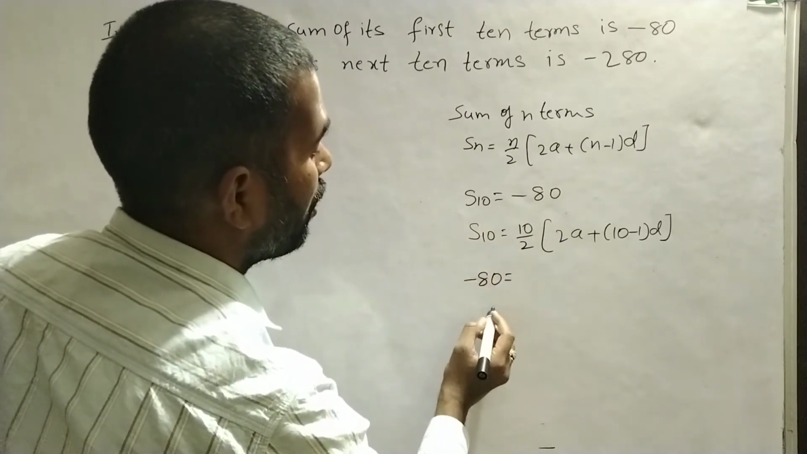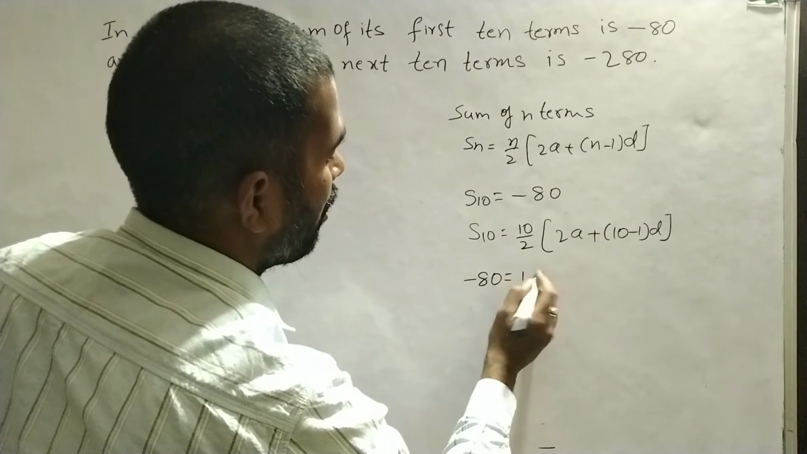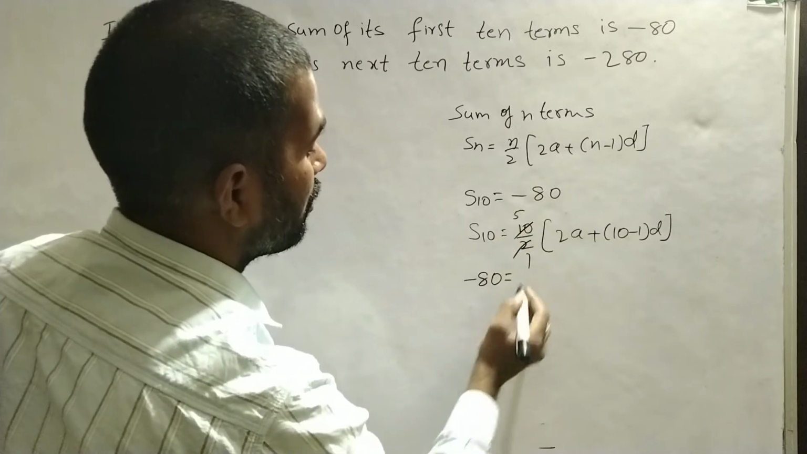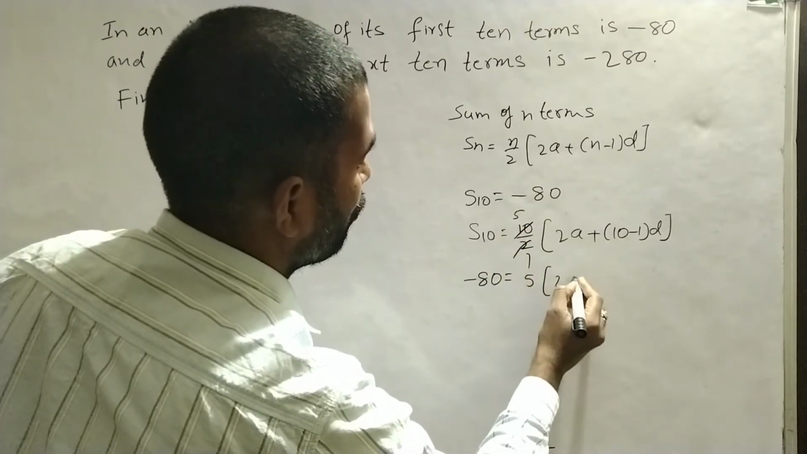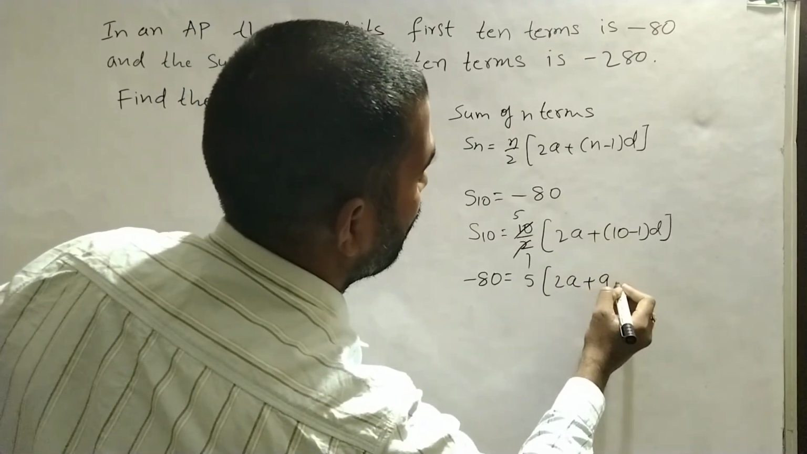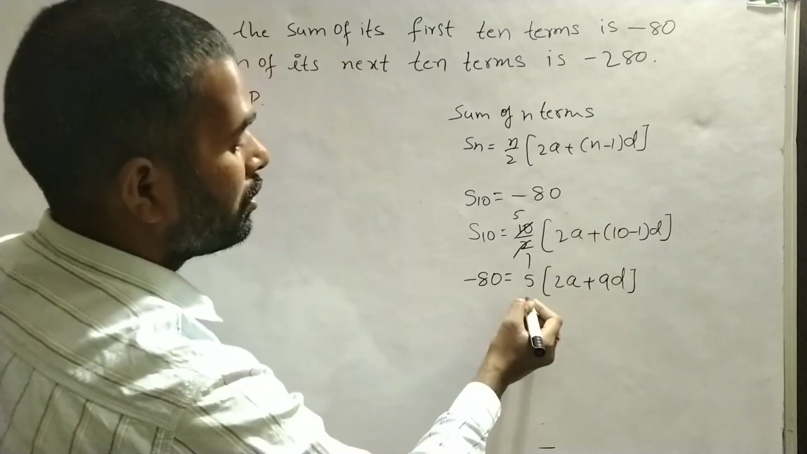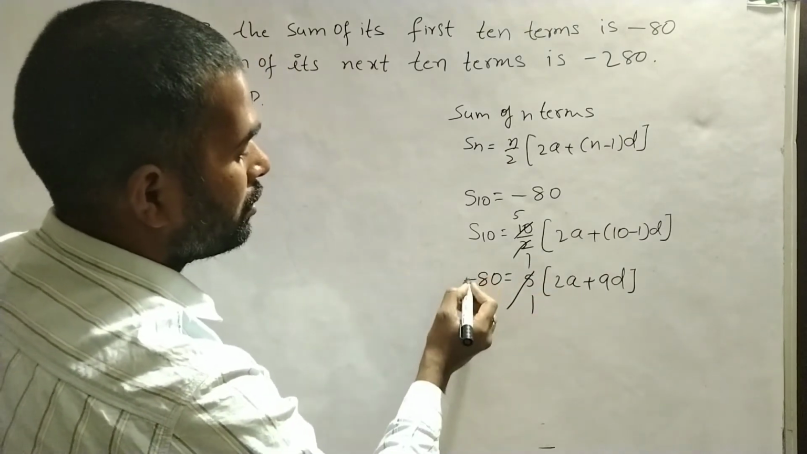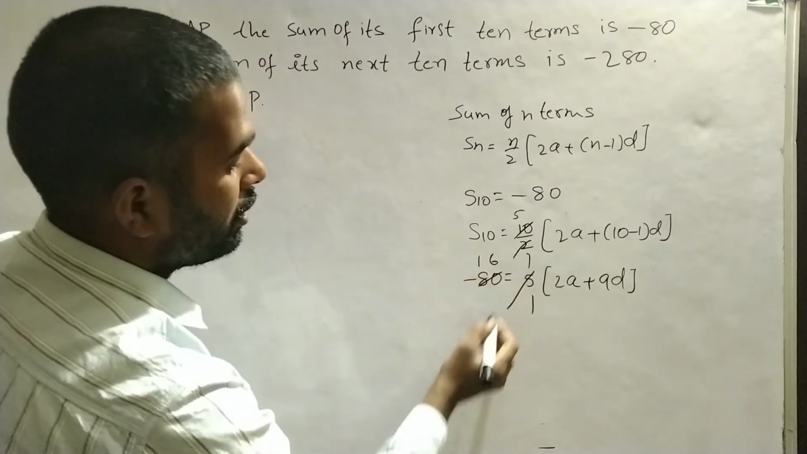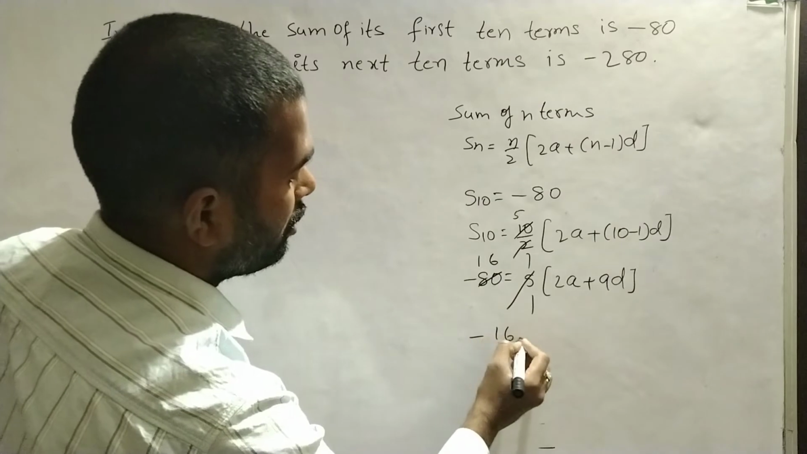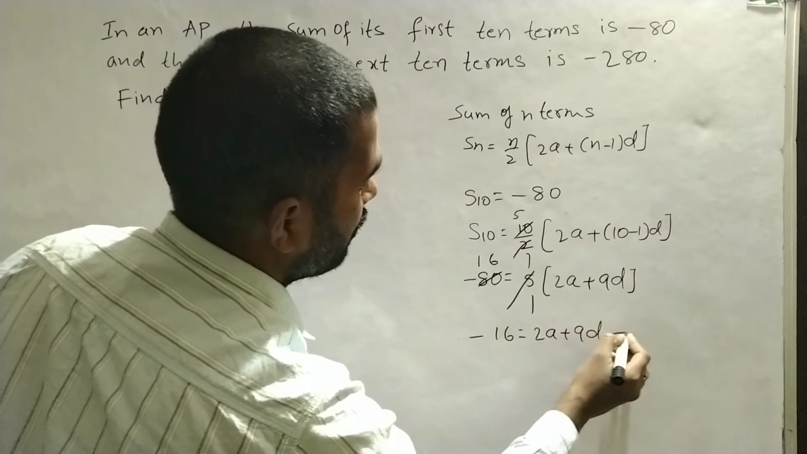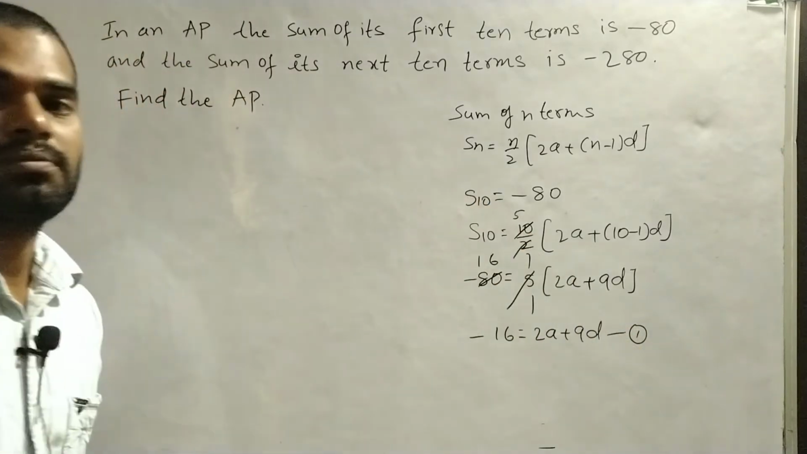Minus 80 equal 5 into 2a plus 10 minus 1, 9 into d. 2 fives are 10, so 5 into 2a plus 9d. Here 5 ones are 5, 5 sixes are 30, minus 16 equal 2a plus 9d. This is equation 1.